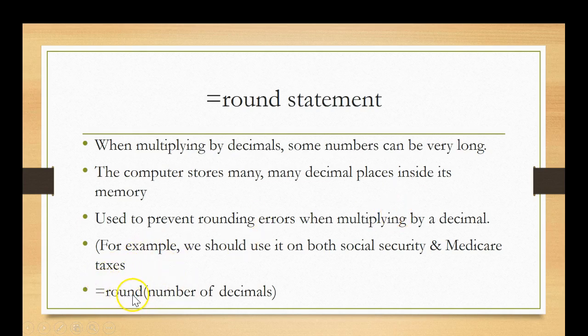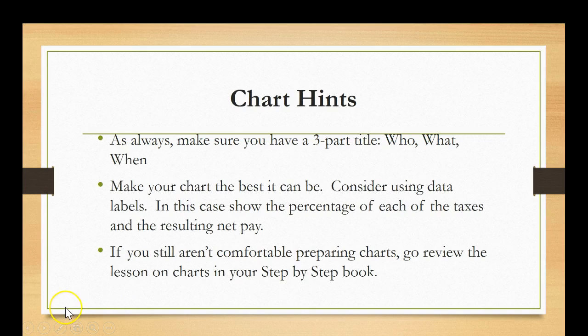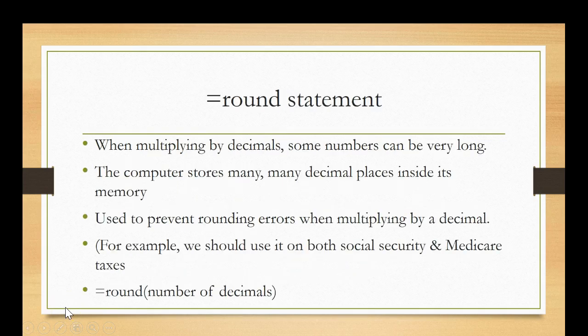You put equals round at the front end, and at the back end you put the number of decimal places that you would like to round to. So since payroll deals with dollars and cents, we'll be putting 2 decimal places in our formula. So let's go adjust the formula that we just did in Excel to round to 2 decimal places.